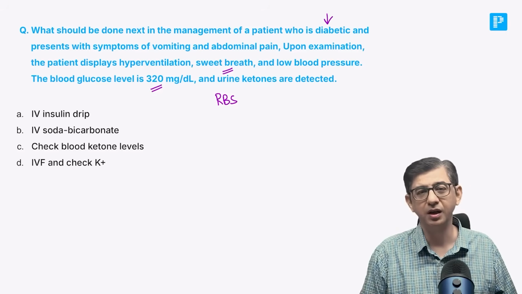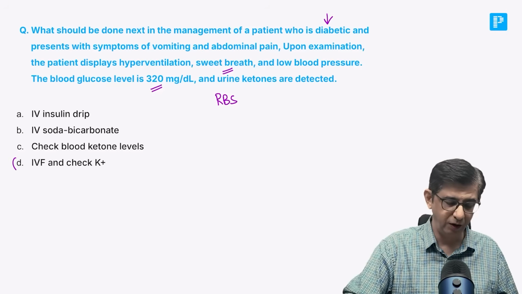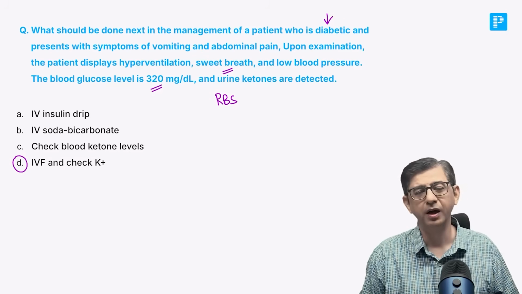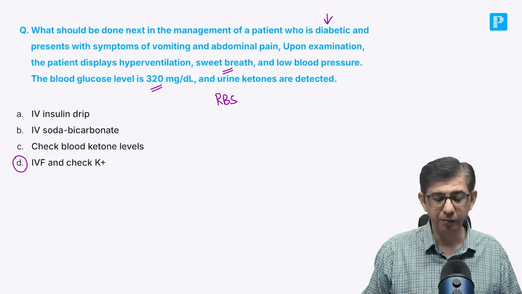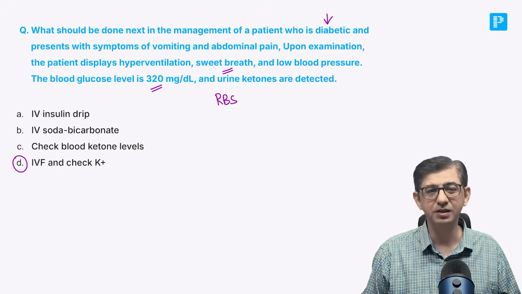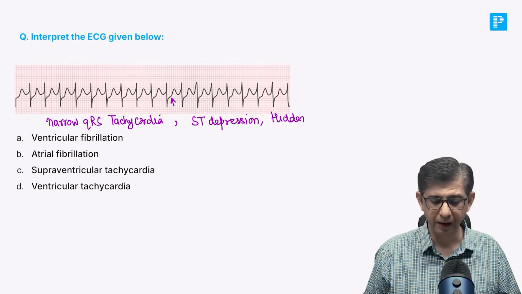The main thing in this condition is to start IV fluids and also keep a tab on potassium. Subsequently, we will be giving an insulin drip to this patient after 1 hour. But since he's asking what would be done initially, it would be IV fluids and checking potassium.